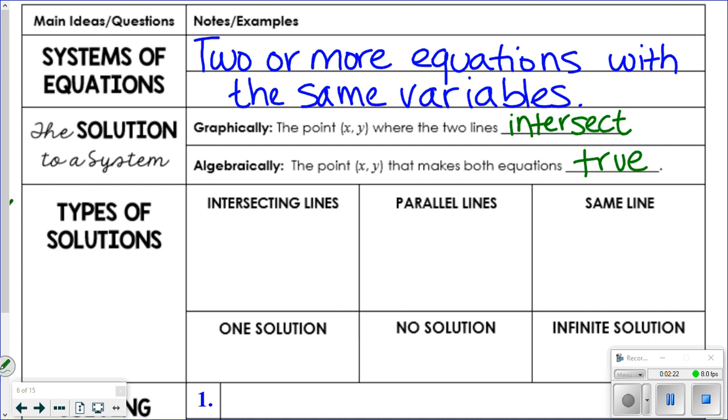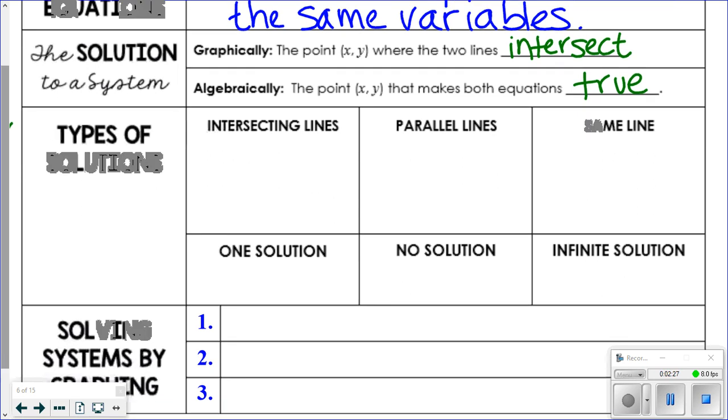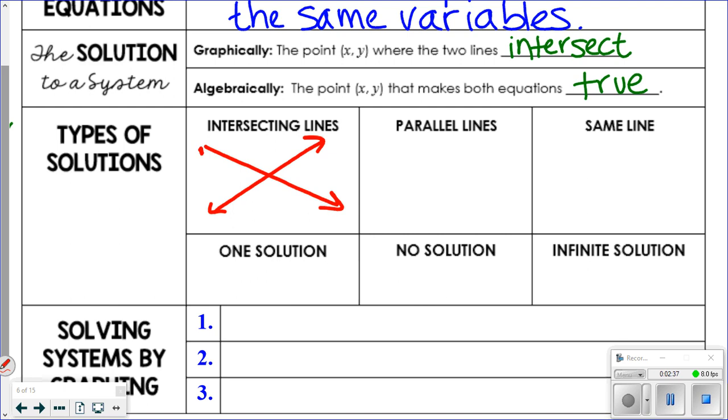So there are three different types of solutions. Okay, this first one is intersecting lines. So if my lines look like this, the intersection point in the middle would be my solution, and that means there's one solution. And we write our solution as x comma y. So they could intersect at 1 comma 7 or negative 2 comma 4.